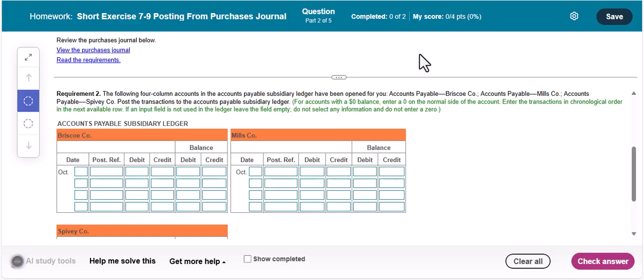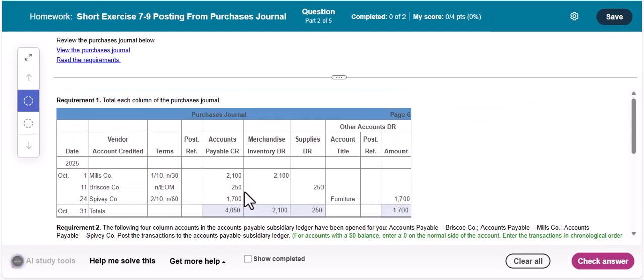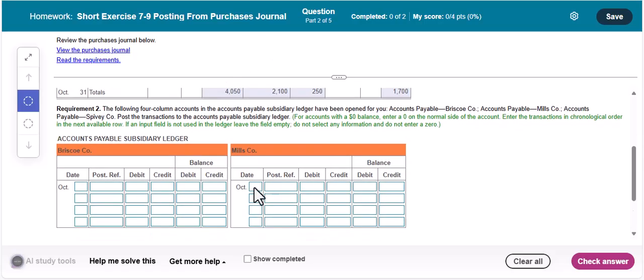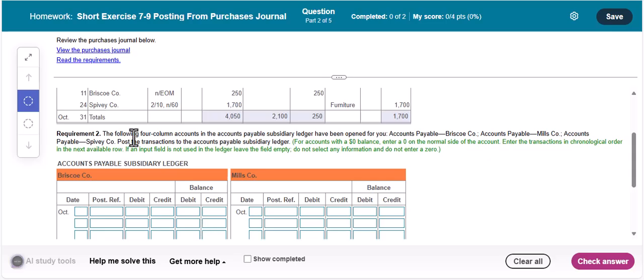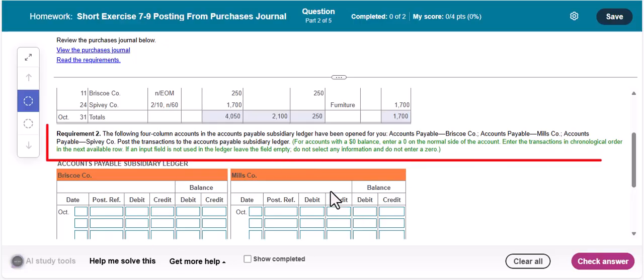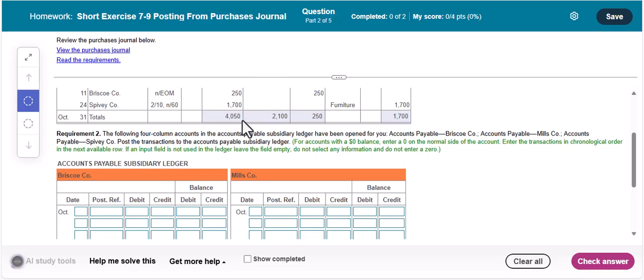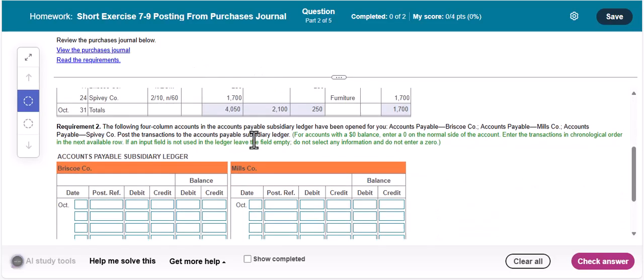And remember, the reason we have our AP subledger is because if your boss says we need to pay off the Briscoe company, how much do we owe them? You can't just look up above and assume with Briscoe company that they only owe this $250. They may have had more transactions. So you would post this to the subledger for Briscoe, and then you can find your current balance. Now, it just so happens if we look over here, there are no previous balances for these 3 vendors, Briscoe, Mills, and Spivey. So the amounts above in the purchase journal are what we actually owe them.